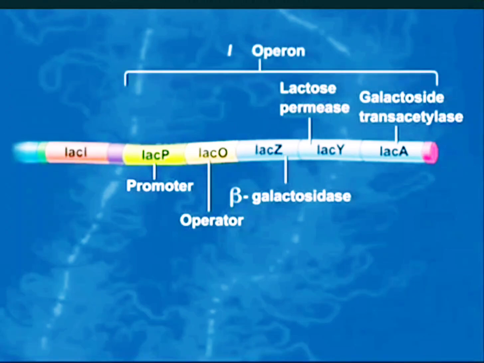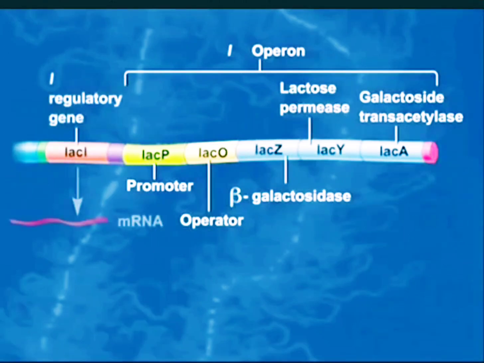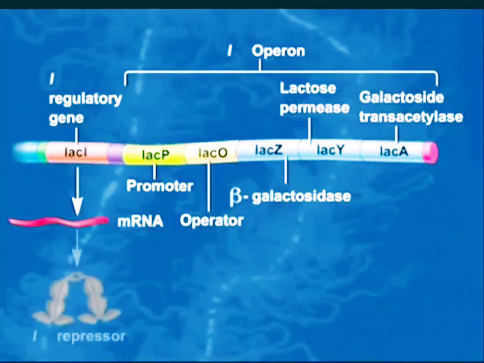Located near, but not in tandem with, the lac region is the lacI regulatory gene that codes for an mRNA that is translated to produce a protein referred to as the lac repressor.